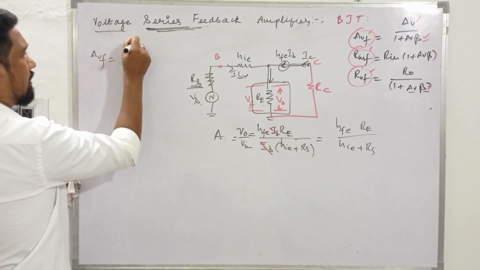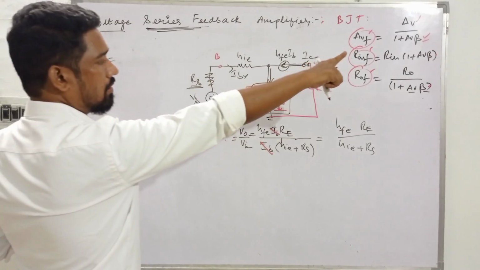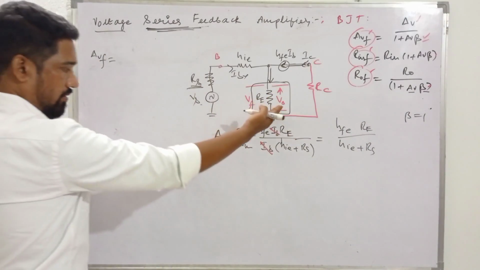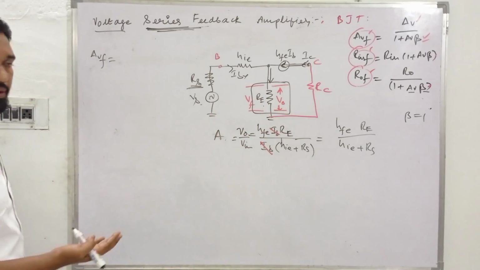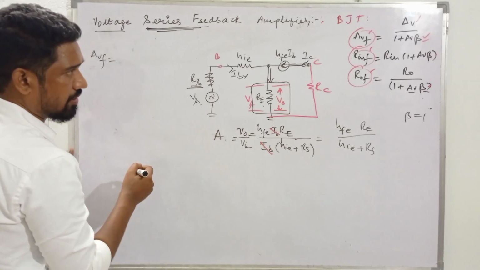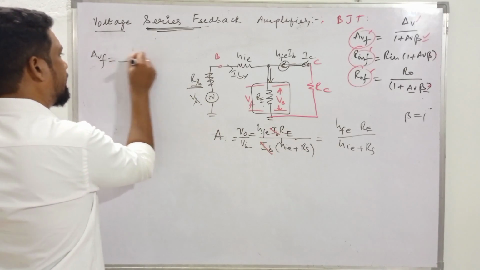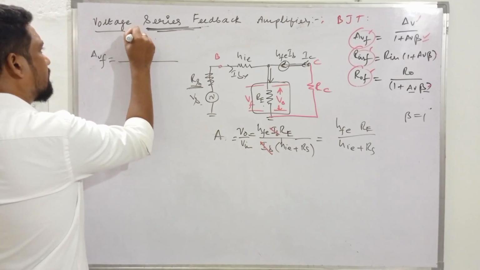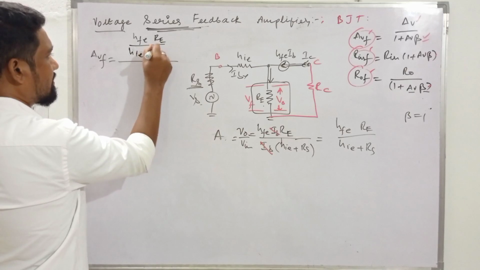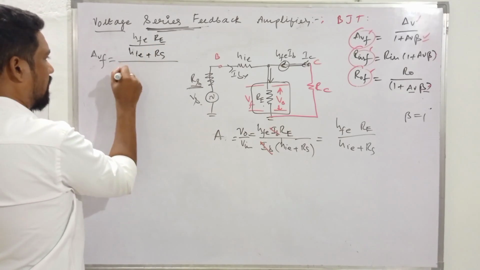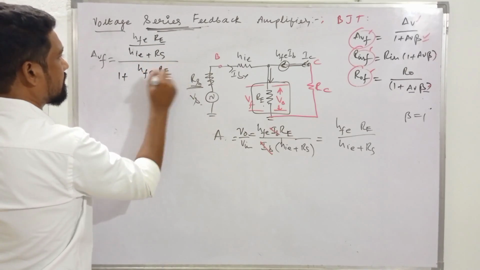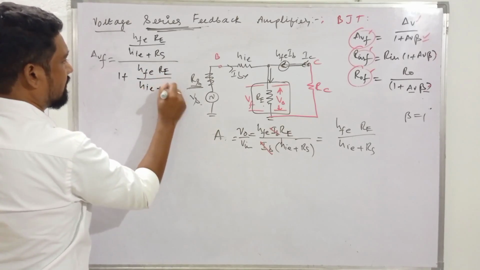AVF, the voltage gain with feedback, is AV upon 1 plus AV into beta. Beta was found to be unity in this case. Why? Because the same V naught and VF are equal. It's not a proportion, not a half value or anything like that. So AVF is AV upon 1 plus AV into beta, where AV is HFE RE by HIE plus RS. Beta is anyway unity, so this comes down as it is: HFE RE by HIE plus RS, upon 1 plus HFE RE by HIE plus RS.